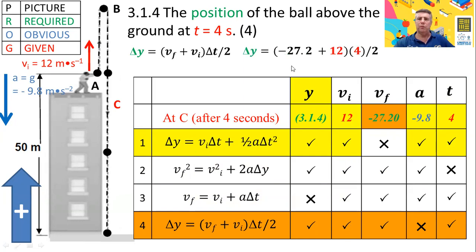Substitute in your values. Final velocity minus 27.2. Initial velocity 12. Delta t is 4. We divide by 2. And we get delta y is minus 30.4 above the rooftop. But the question says above the ground. So don't forget to add 50 to that. 50 minus 30.4 is 19.6 meters above the ground.